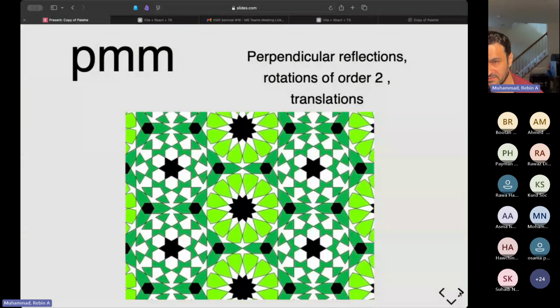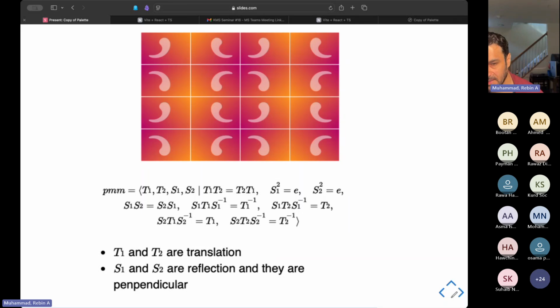This one you have two reflections that are perpendicular. That doesn't mean every reflection needs to be perpendicular, but in this case, in PMM, which is not very common, I mean, you don't see this one in everyday life, and you have two translations. All of them have two translations, and then you have two reflections, and the two reflections will be perpendicular to each other.